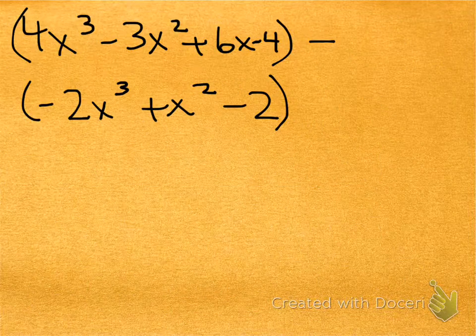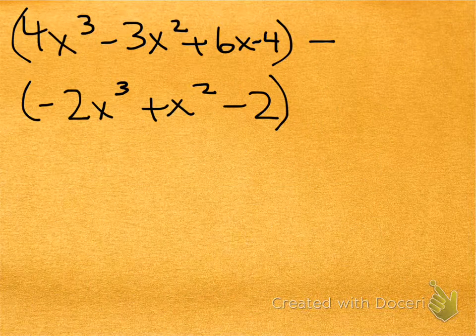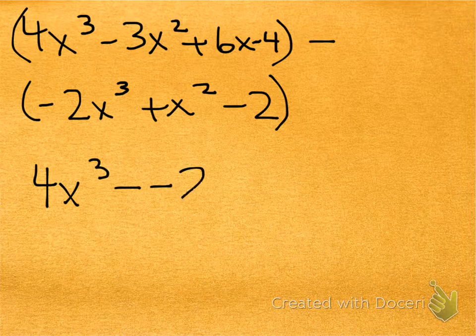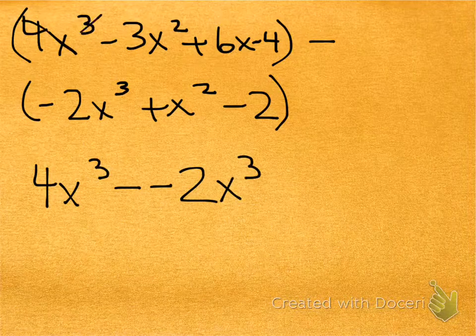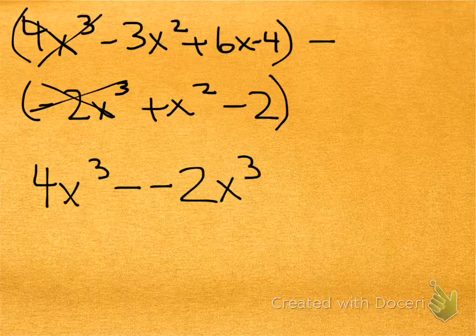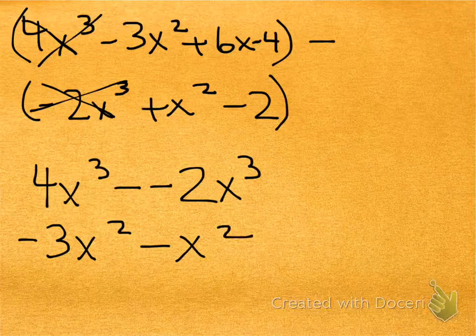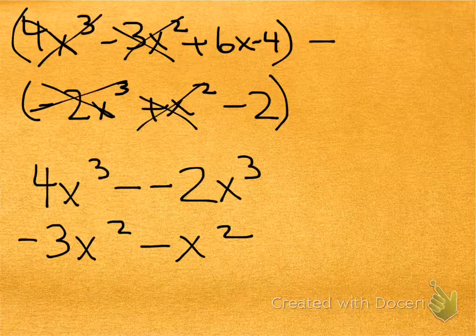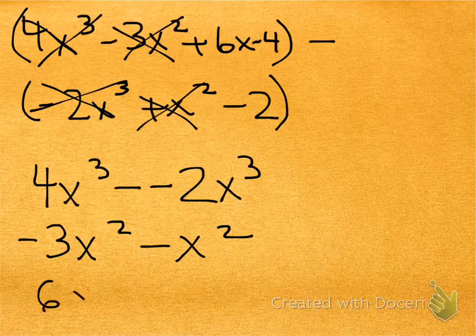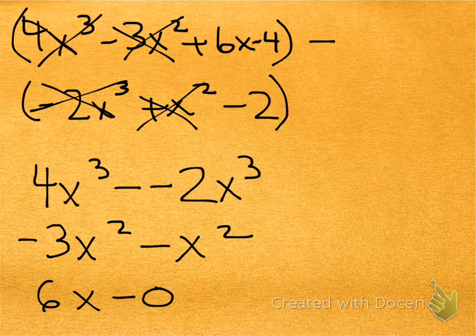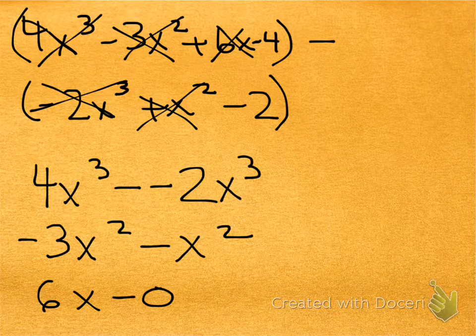Now the next two are subtraction. Since I prefer the horizontal method, I'm going to use that method for the next one. So we're going to do 4x cubed minus negative 2x cubed, since those are both like terms. And then negative 3x squared minus x squared. And then 6x minus nothing, so it's just going to be 6x. And negative 4 minus negative 2.